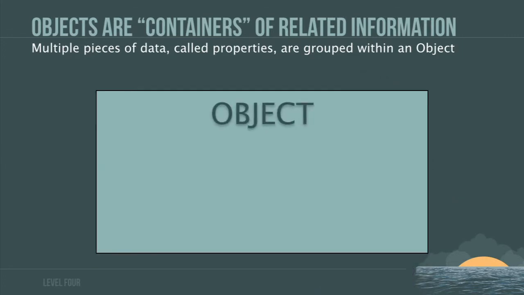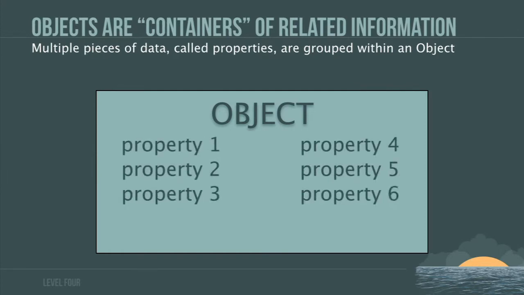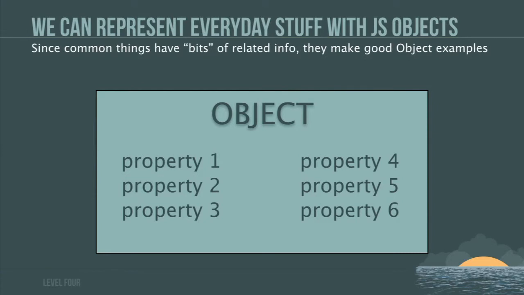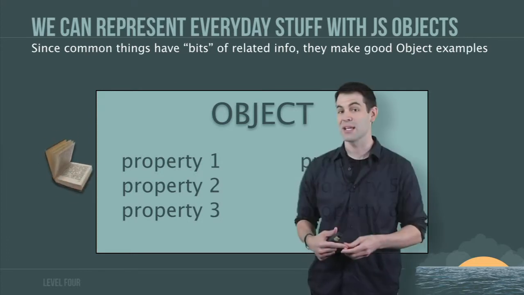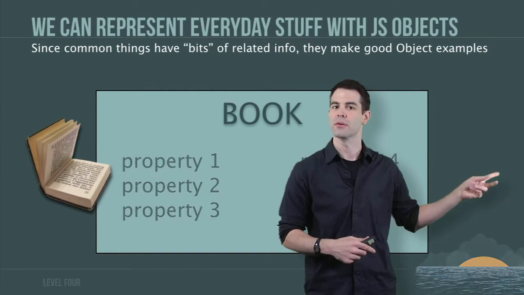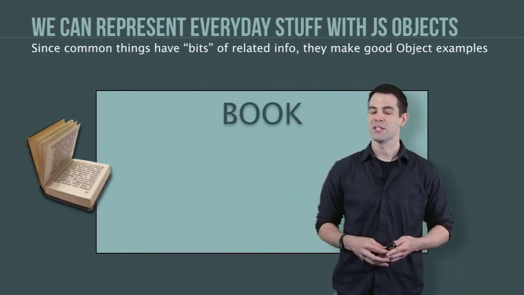Let's take a look. When we have an object in JavaScript, there are multiple properties that belong to that object. And we can represent everyday stuff with JavaScript objects. Since common things usually have these bits of related info, they will often make really great object examples for JavaScript. So let's take a look at an object. This is called a book. You know what a book is, right? They're kind of dusty in the corner in your room. Yeah, those are books.